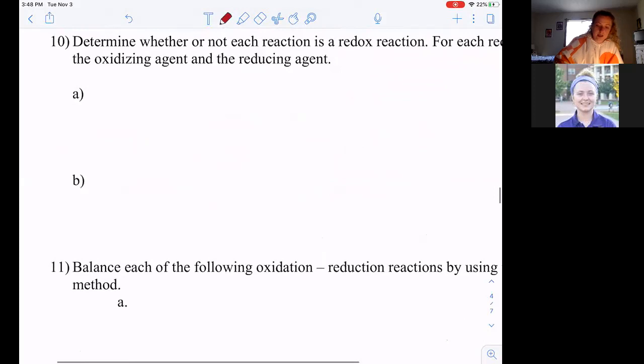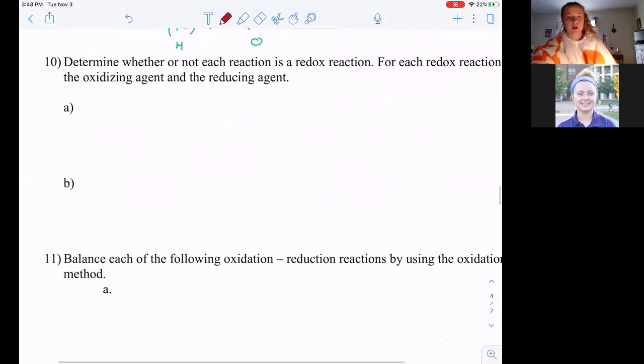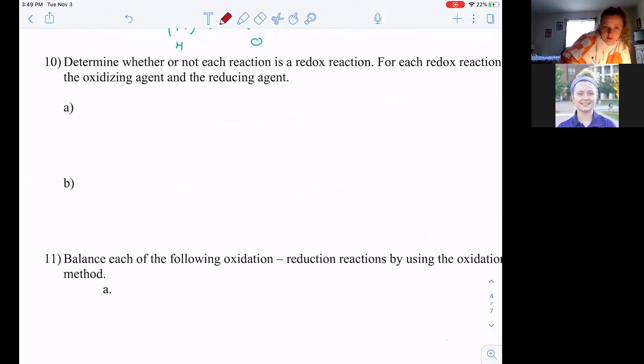Okay, so then we have to determine whether these are redox reactions. You can do that by determining if any of the atoms change oxidation numbers. So obviously these aren't previously written.